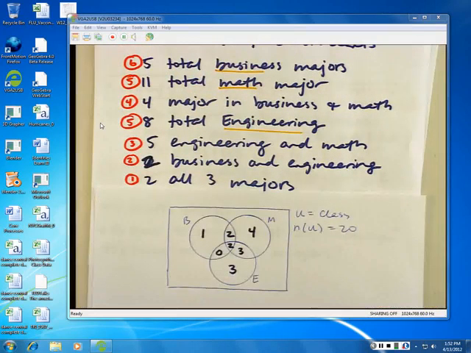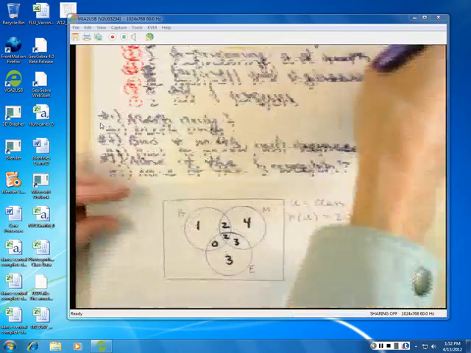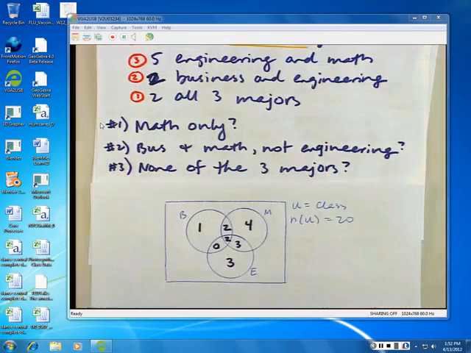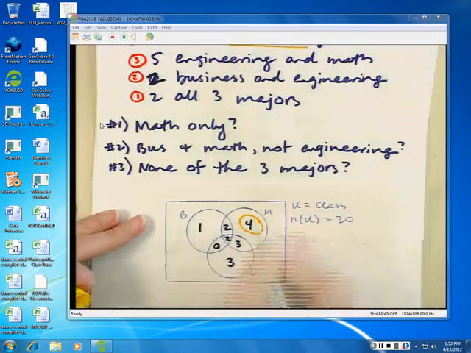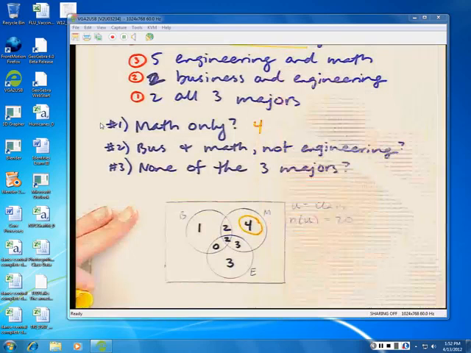Okay, so I've got my Venn diagram filled out. Actually, I have everything filled out except what's on the outside, but I'm going to see if I need that when I'm answering the questions. So let's move up to the questions. Now it says, how many are majoring in math only? Math only are these 4. Okay, we don't want them to intersect with any of the other majors. So math only, there are 4 of them.